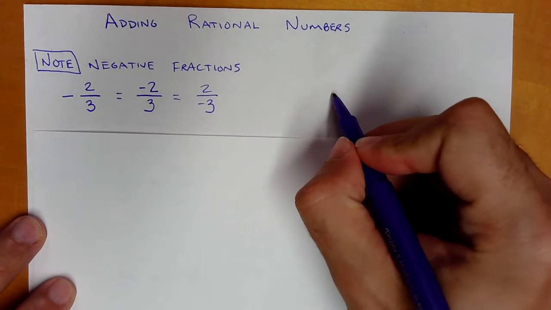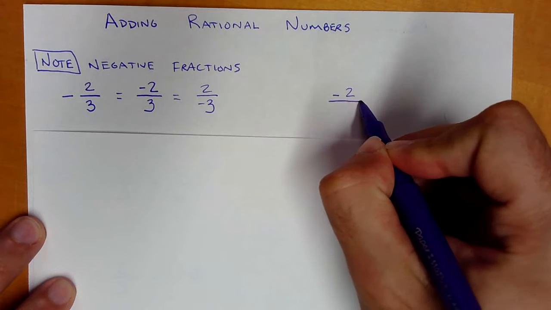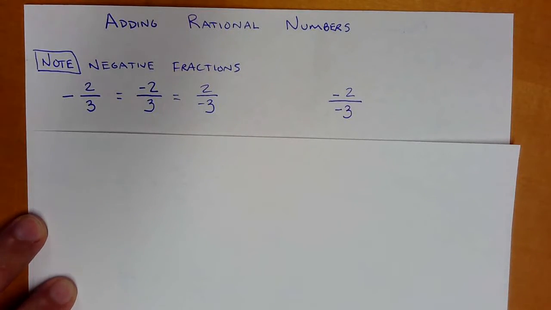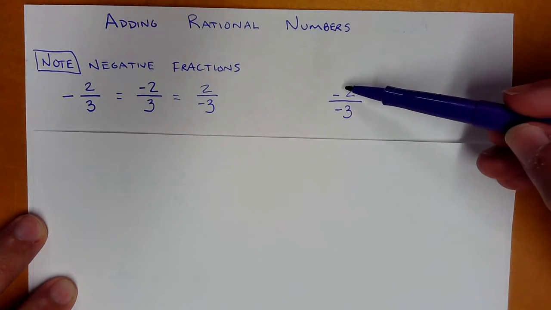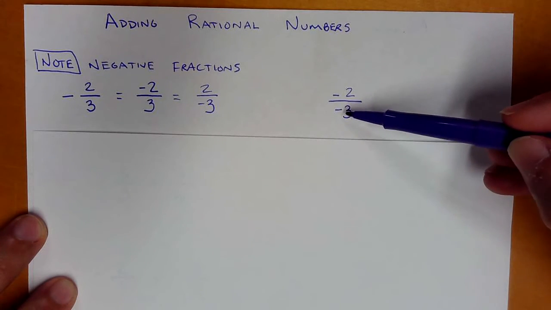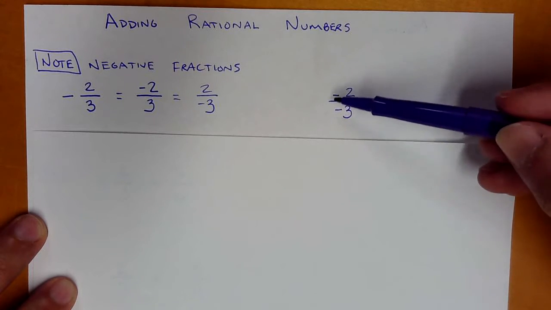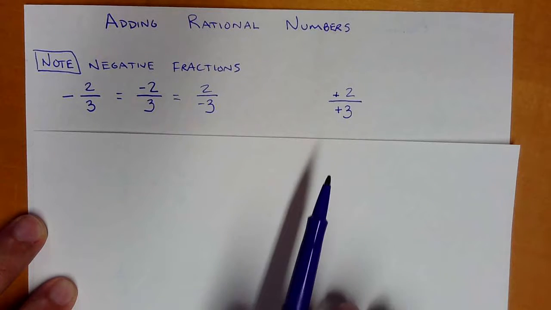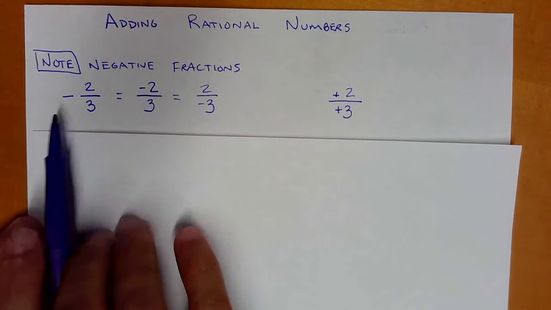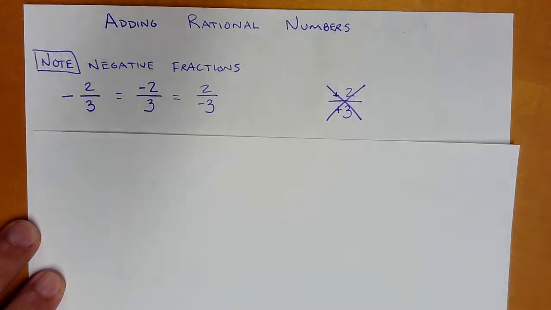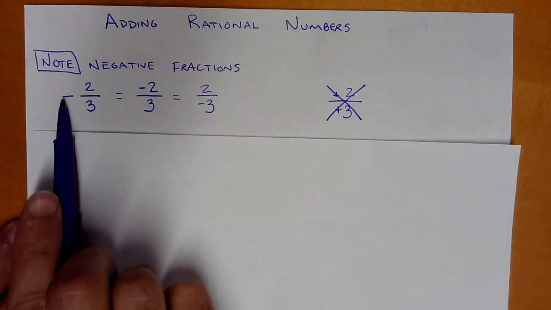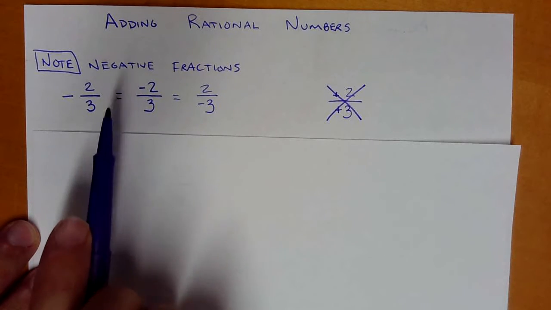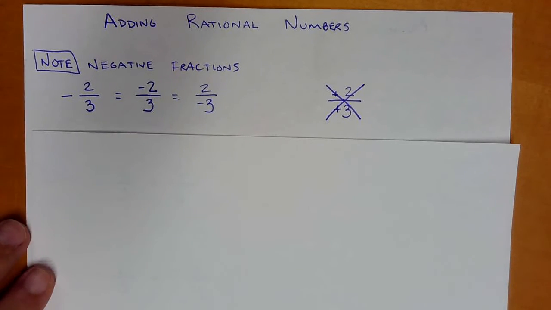What we cannot do is put the negative on the numerator and on the denominator. This changes the value of the fraction. Note that now we have a negative divided by a negative, which in turn would make this a positive value. It would make it a positive 2/3. And because we wanted to represent negative 2/3, that is not an option. So to recap, our negative can be in front of our fraction, or it can be with the numerator, or it can be with the denominator, just not both.